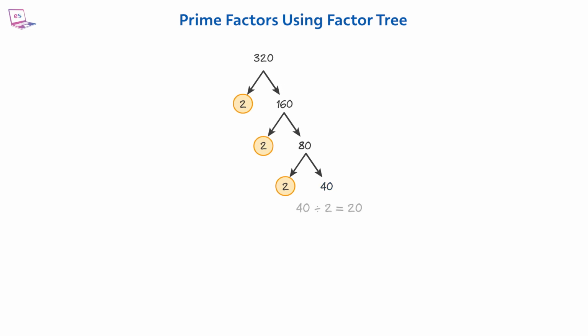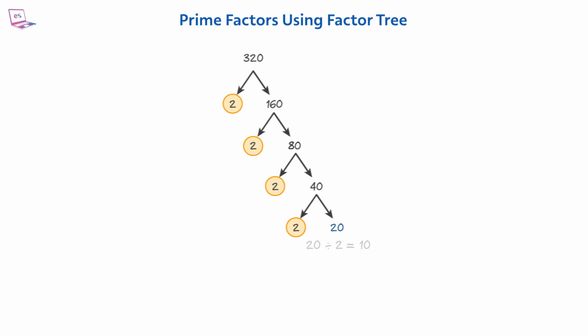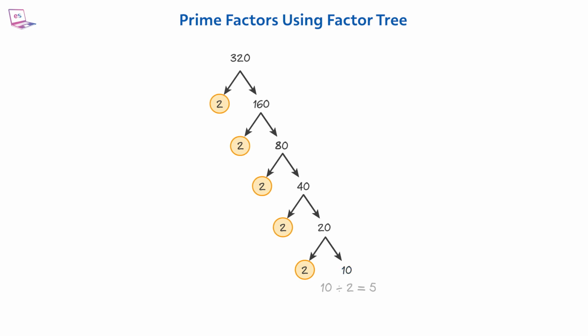40 divided by 2 equals 20. The factors are 2 and 20. Circle the 2. 20 is not a prime number, so we split again. 20 divided by 2 equals 10. The factors are 2 and 10. Circle the 2. 10 is not a prime number, so we split again. 10 divided by 2 equals 5. The factors are 2 and 5. Since both 2 and 5 are prime numbers, we can stop the factorization.